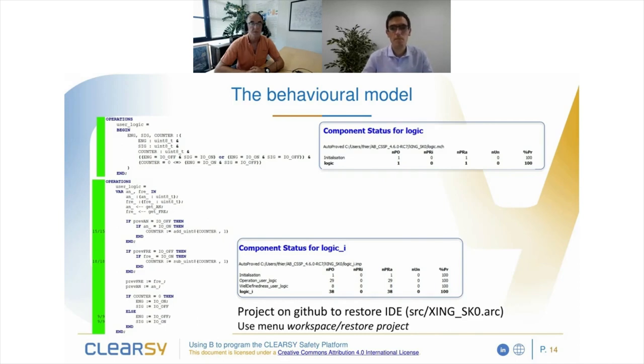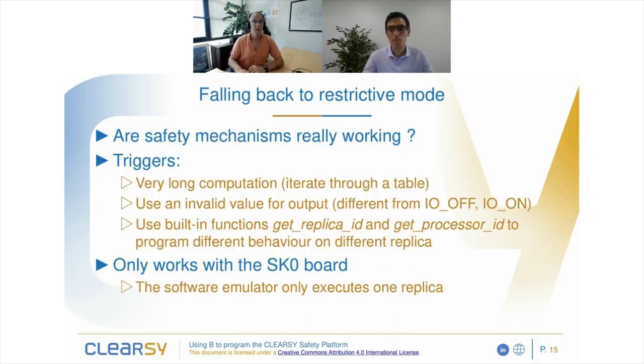If you want to get it back and use it in your own environment, you use the menu Workspace, Restore Project. And you can see that everything was proved. You have the number of proof obligations, and this is it.